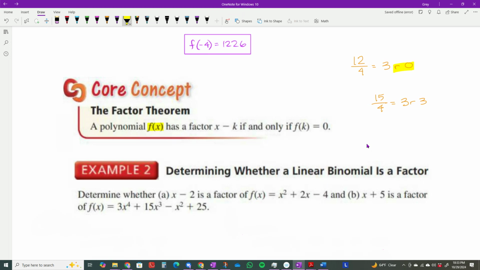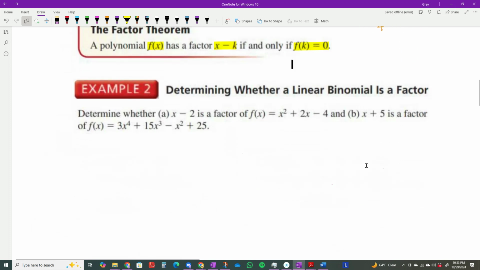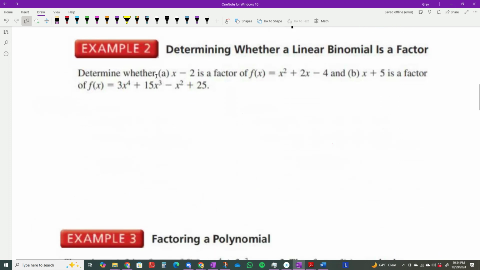Okay? Same thing with polynomials. If you take a polynomial and you have a factor, if the remainder is equal to 0, you know it's a factor of the polynomial. So, look at this more closely. Determine whether, there's two parts to this, a, x minus 2 is a factor of this polynomial, and b, x plus 5 is a factor of this polynomial.